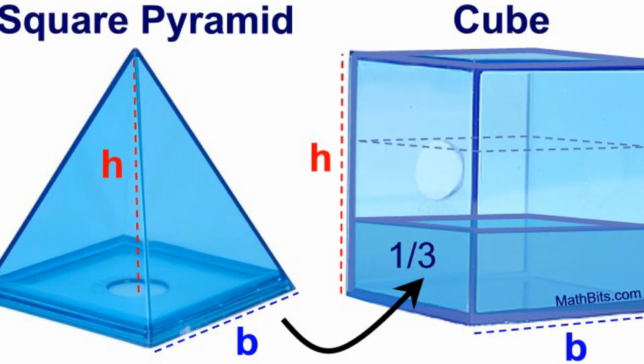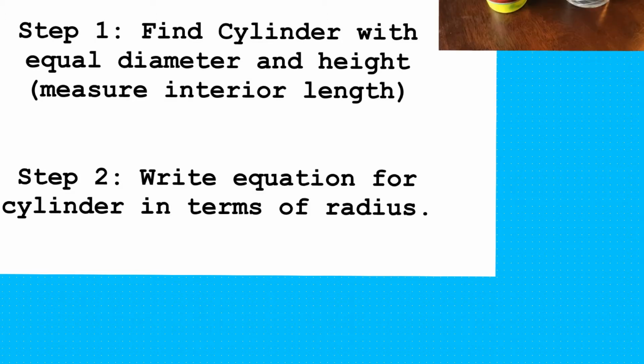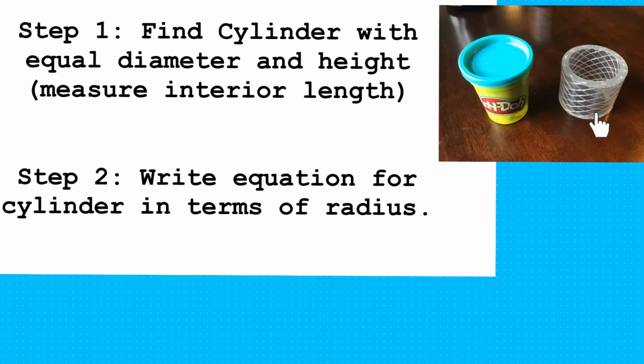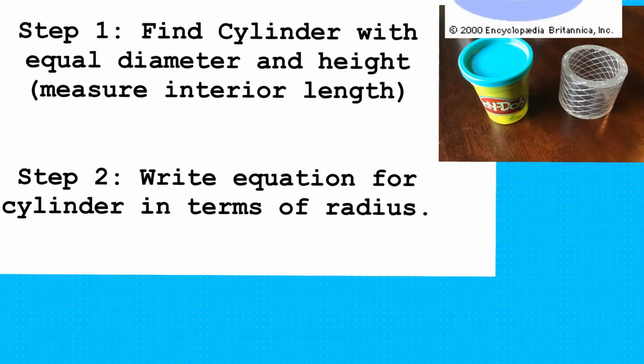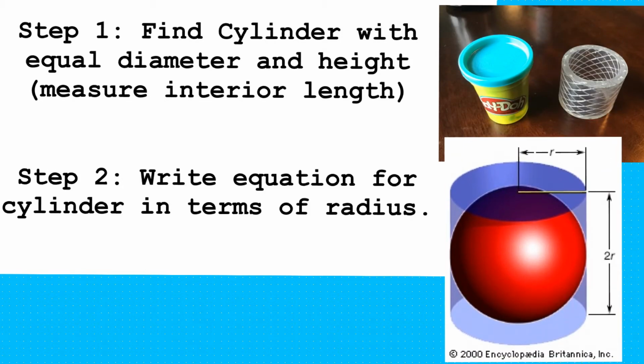In the last video, we found out that the volume of a pyramid is just 1/3 the volume of a prism, which is pretty amazing. But now we're going to use the volume of a cylinder to figure out what the volume of a sphere is. So the first step is to find a cylinder with equal diameter as the height. Check, got it. The next step is to write an equation for the cylinder in terms of the radius. Since the height and the diameter are exactly the same, the formula should be pi r squared times height, but remember that height is 2r. So pi r squared times 2r.